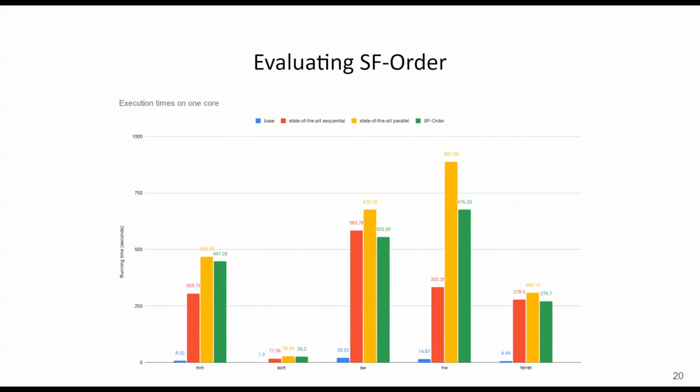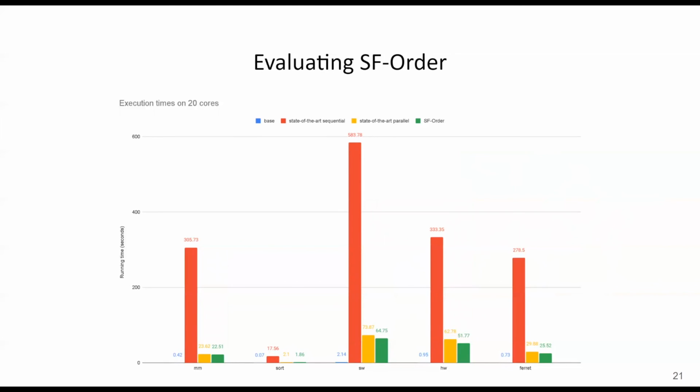We have also evaluated our algorithm in practice. We compared our algorithm, SF-Order, against the state-of-the-art sequential algorithm for structured futures and the parallel algorithm for general futures across 5 different benchmarks. This bar chart shows the sequential running time comparison among the baseline, the state-of-the-art sequential algorithm for structured futures, the state-of-the-art parallel algorithm for general futures, and our algorithm. As we can see, our algorithm incurs less overhead compared to the parallel algorithm, but higher overhead compared to the sequential algorithm on single core execution.